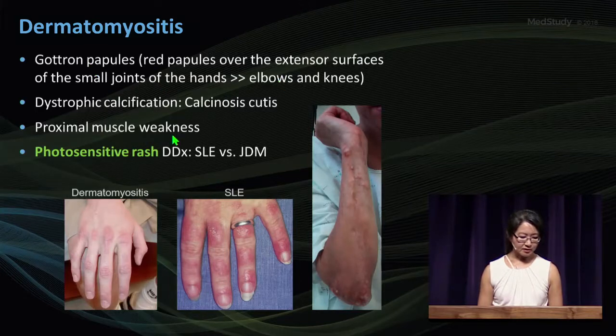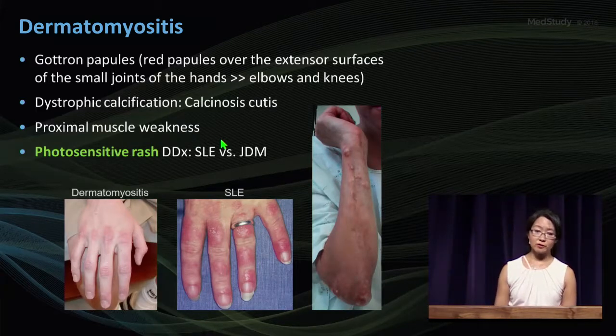Gottron's papules are these flesh-like lesions on top of the knuckle. Okay? Now, lupus patients can have redness on their fingers, but it spares the knuckles. You see the difference in lupus versus Gottron's papules and dermatomyositis here?